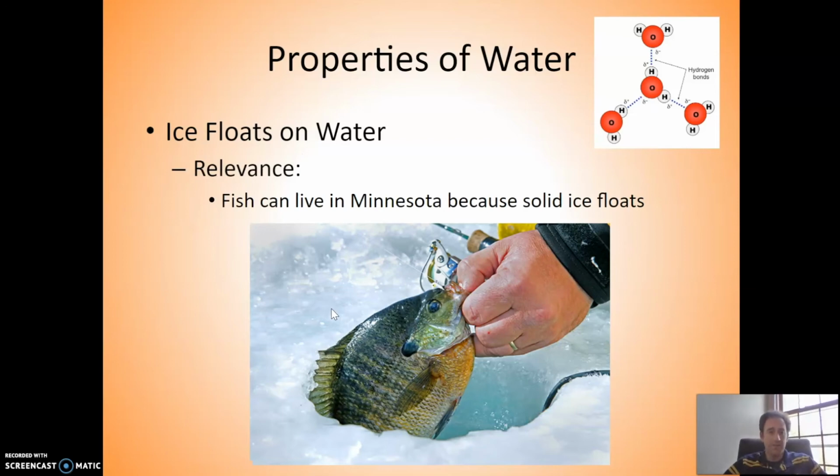The relevance of this, of course, is that fish get to live in Minnesota. If ice sank, then lakes would freeze solid in the winter and all living things inside those lakes would die. But because ice floats, as it cools down it floats up to the top, and then eventually you get this nice insulating layer of ice on top, and the fish can chill underneath it all until some jerk drops a hook in there and pulls it out.